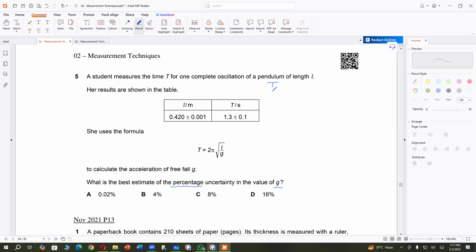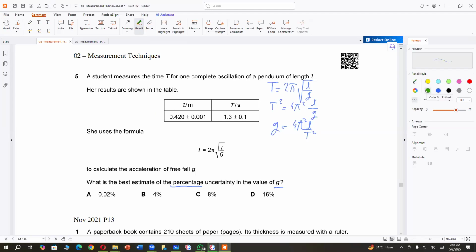So my formula is T is equal to 2 pi under root L upon G. Please do the working with me. I'm squaring on both sides. It will become T squared equals 4 pi square L upon G. Then I make G the subject. And why am I making it the subject? Because I have to find the value of G. So G is 4 pi square L upon T squared. This is the formula. Now, percentage uncertainty.